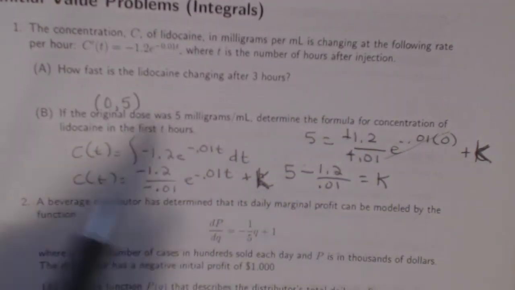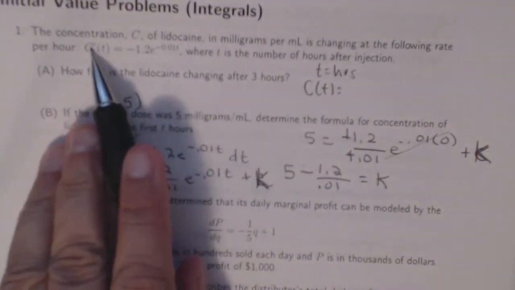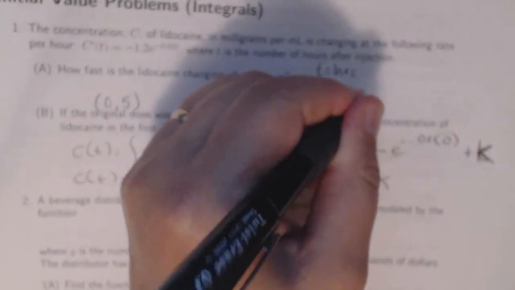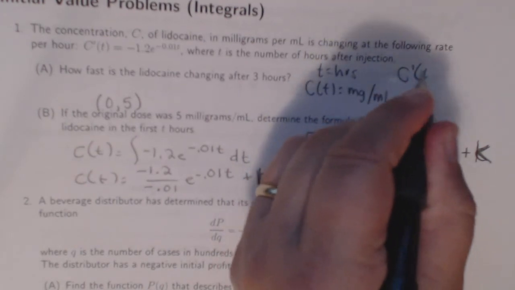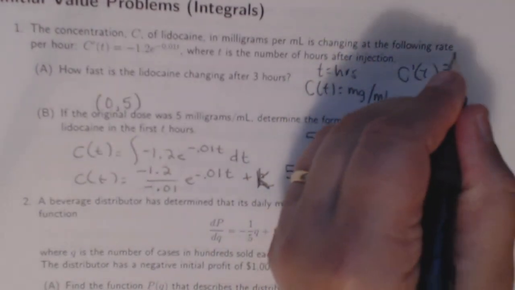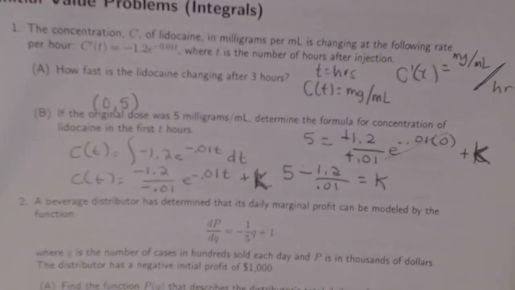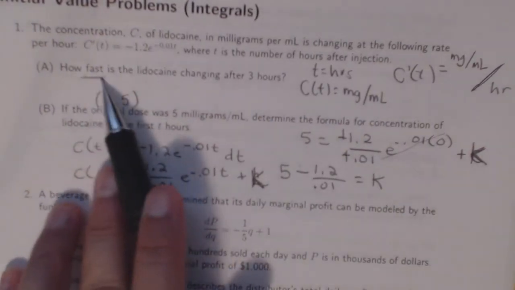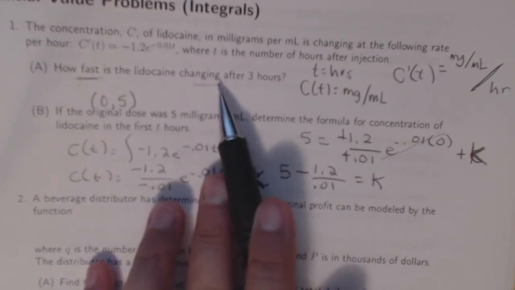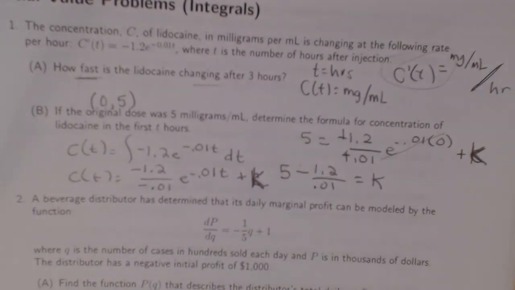So I'll go back to Excel in just a second. But again, t is hours. C of t is concentration in milligrams per milliliter. And this C prime of t right here is the change in the concentration, milligrams per milliliter per hour. So those are the two functions. This one says how fast, that's a hint. Is the lidocaine changing? So this one you're going to be using your C prime of t function. So I'll do all that in Excel to finish up.